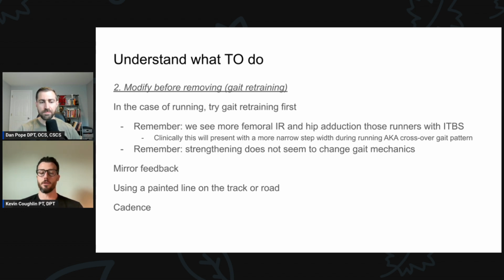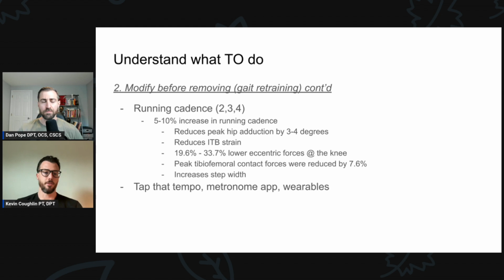We can also use mirror feedback. A painted line on the road or a track, you can have someone use as a visual external cue. And then cadence, which is step rate. So go to the next slide for a sec, Dan, just so I hit on that.